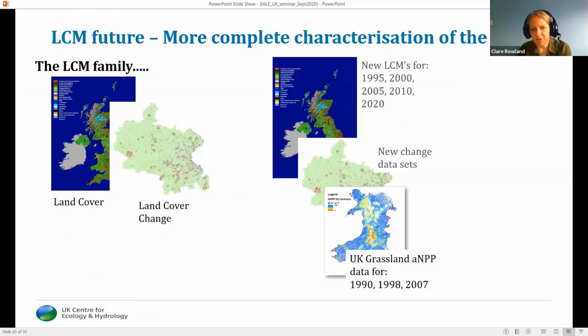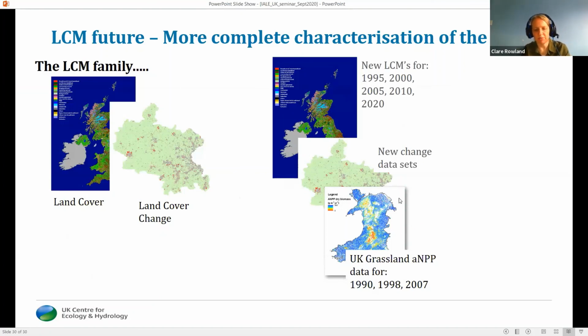And where are we taking this work in the future? Well, we've got the land cover map family now. So we've got the land cover data sets, we've got the land cover change data set. In the future, we're going to be adding more time points into the land cover map series so that we'll have then better resolved change data.